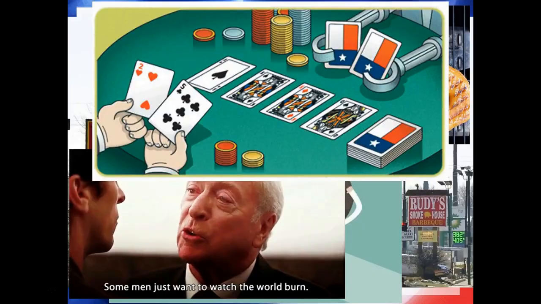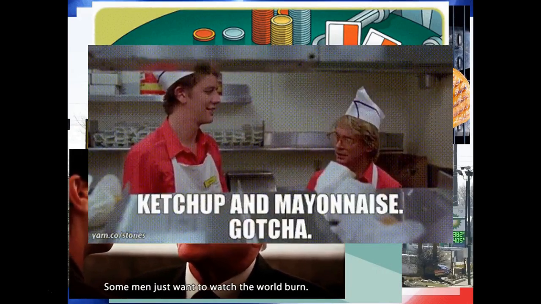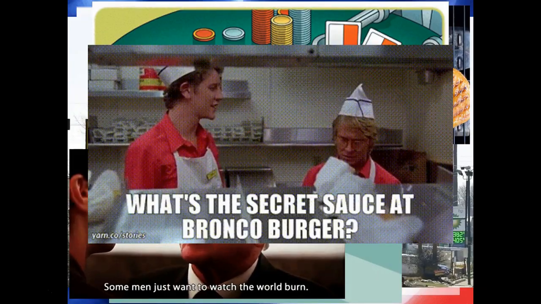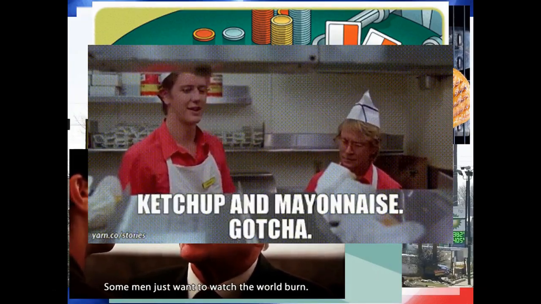Imperfect information. These last two come directly from the monopoly. What's in McDonald's special sauce? You don't know, and they won't tell you. But truth is, it's Thousand Island dressing with relish.